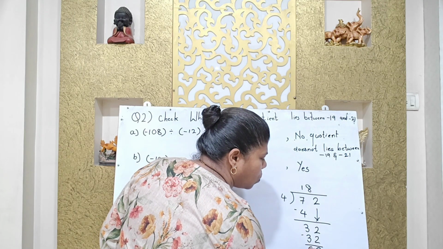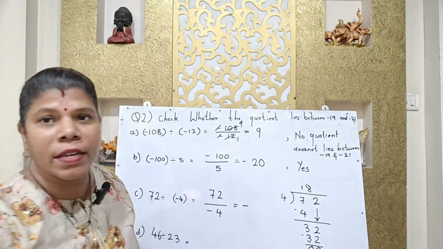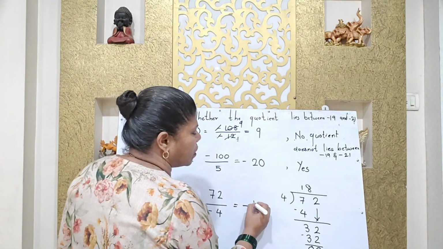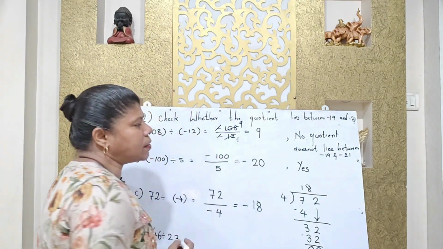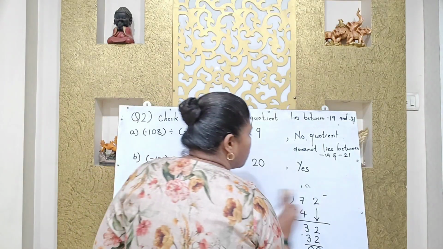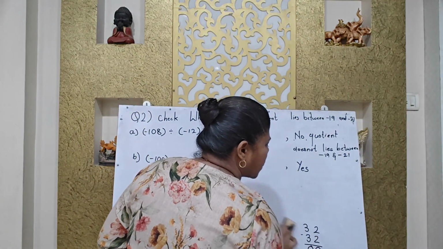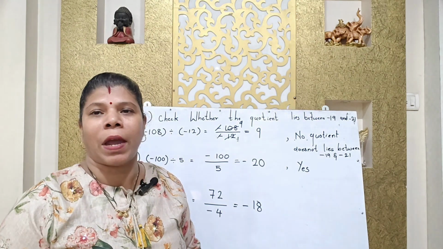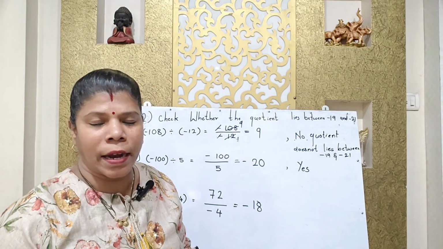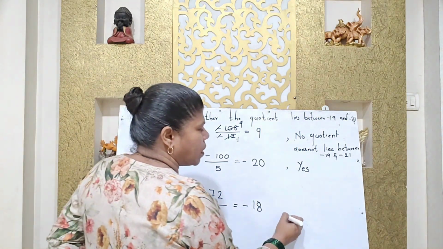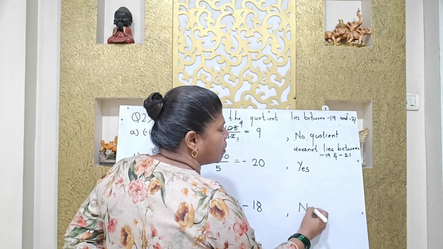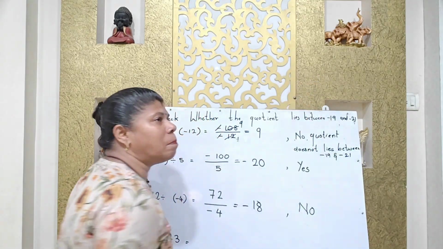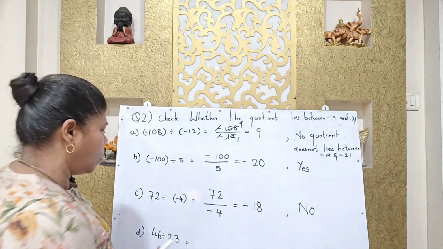2 minus 2 is 0, 3 minus 3 is 0. My answer is minus 18. But the condition they had asked us was whether the number lies between minus 21 and minus 19. No. So this number is not lying between minus 19 and minus 21.